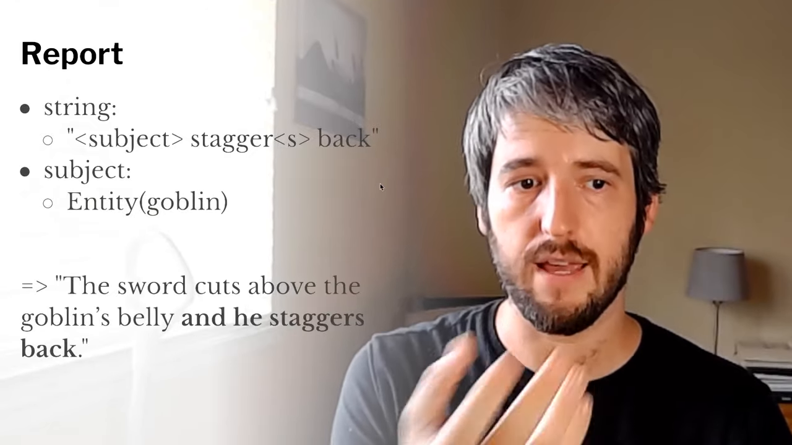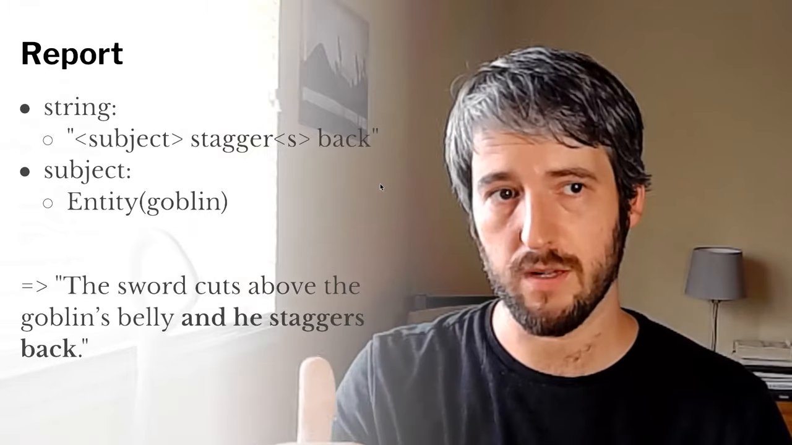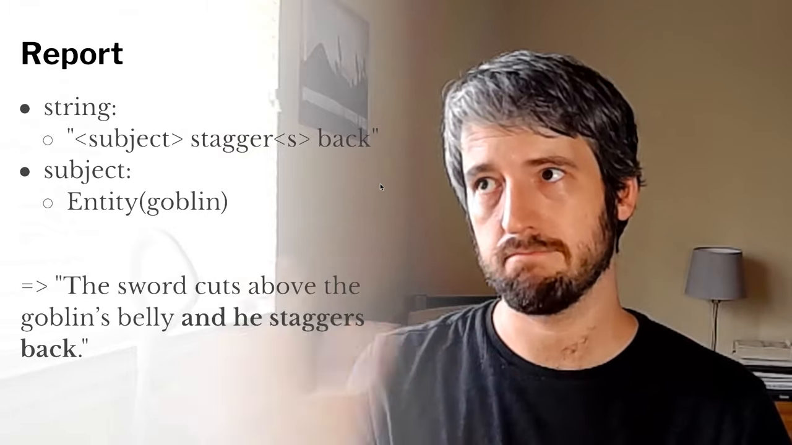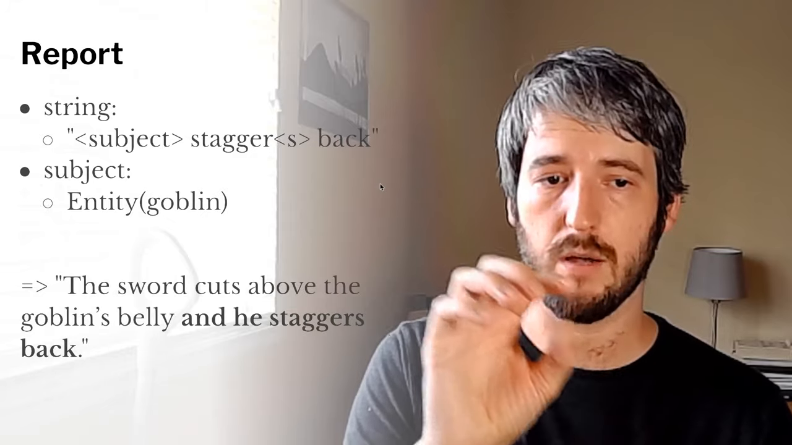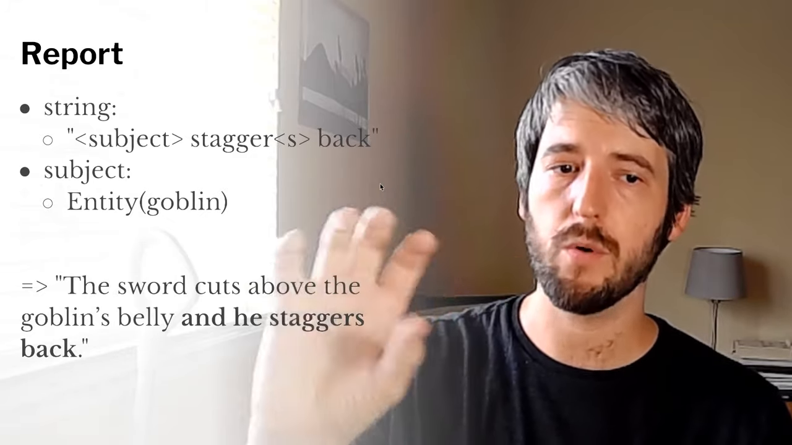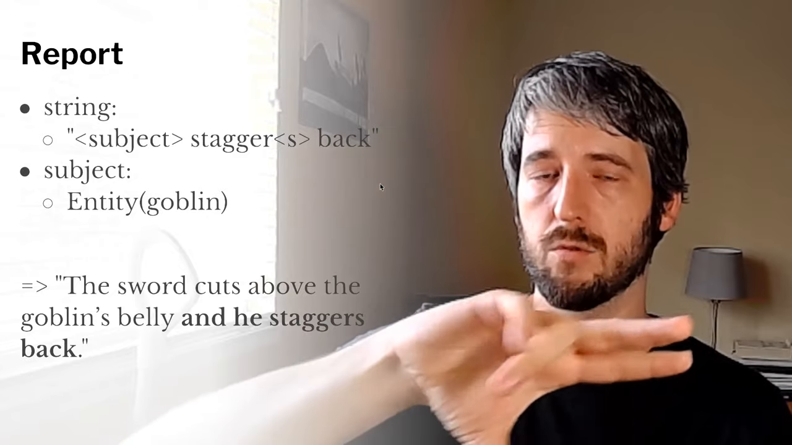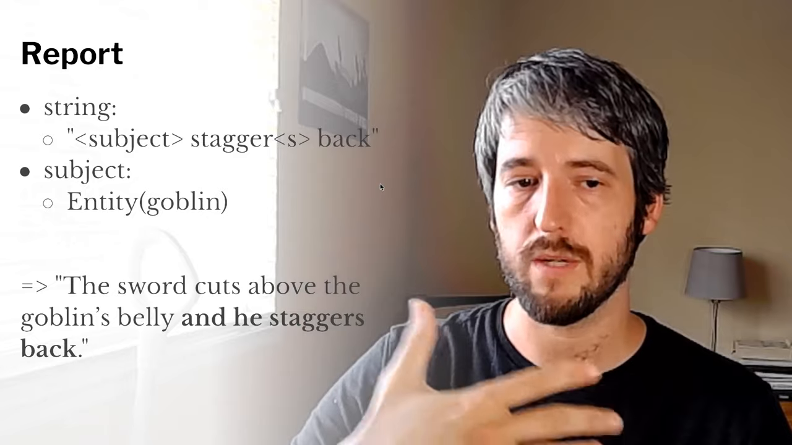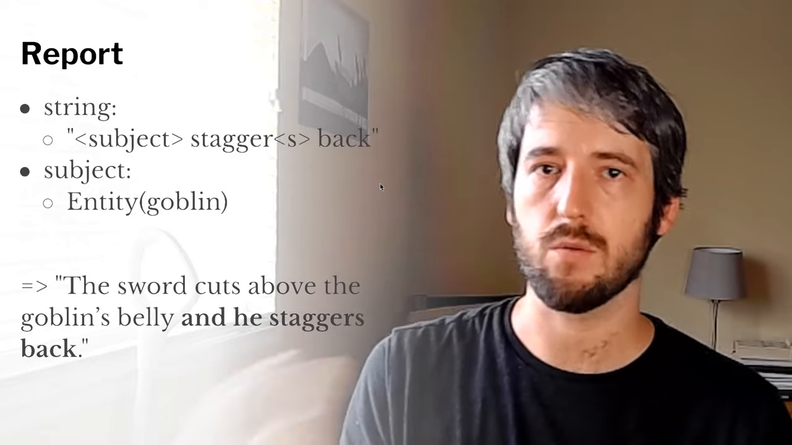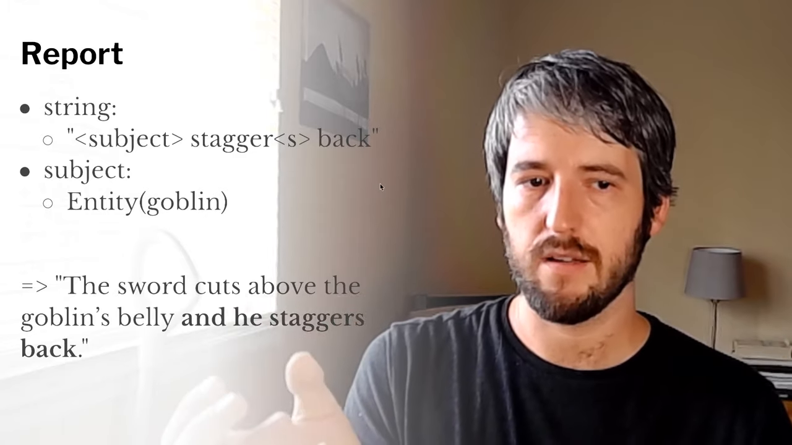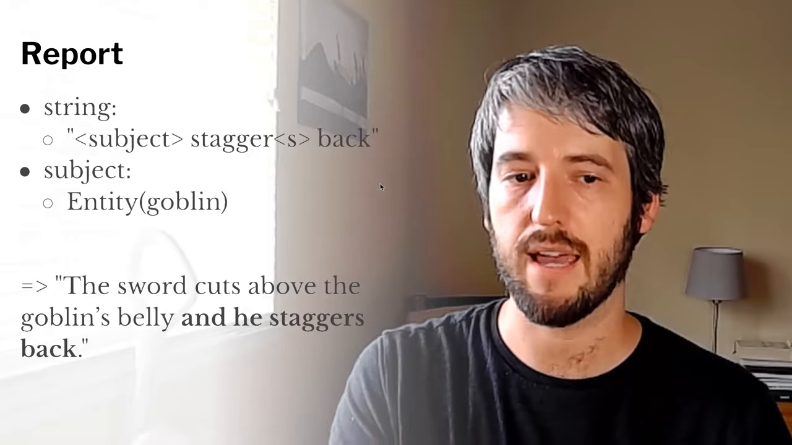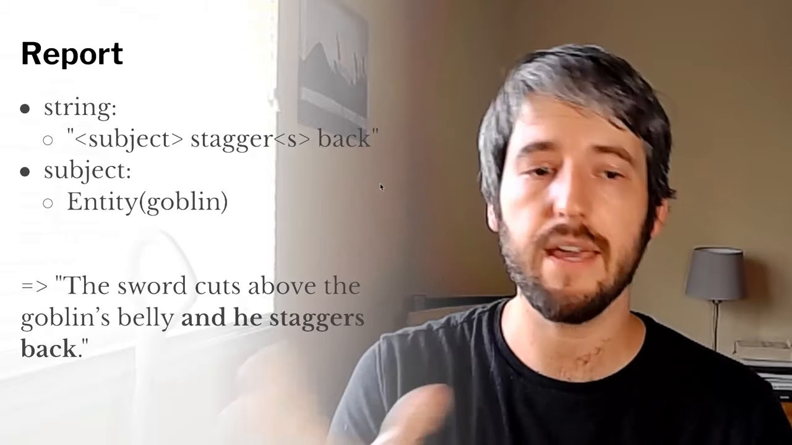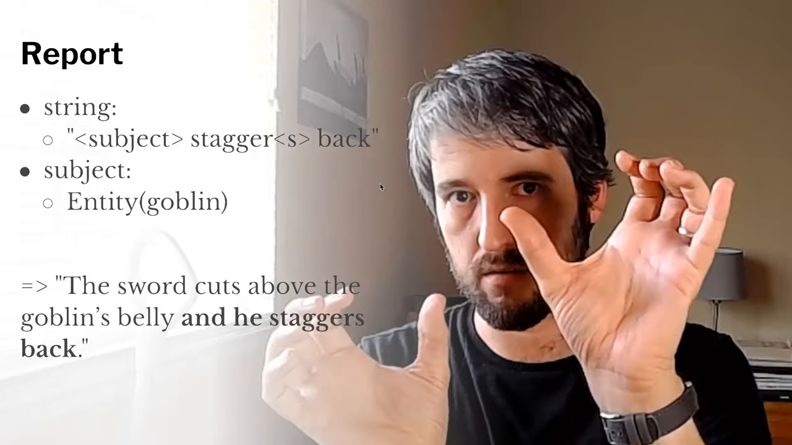Now the next report is something like subject staggers back, and again the subject is now goblin. And then if we have the first and this one report together, the storyline is smart enough to say the sword cuts above the goblin's belly and he staggers back. And I will say that there is the he, right? Because we know that there is nothing else in this storyline that could be referring to he. So we can say that about the goblin. If there was another male person, then we can't use he at this stage. And then the other thing I want to point out is that it puts the sentences together because it makes sense. And again, it sounds more natural.